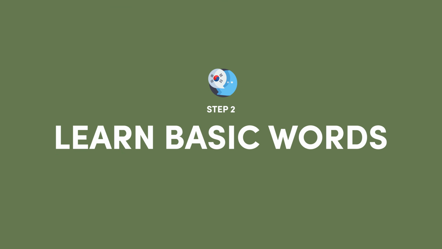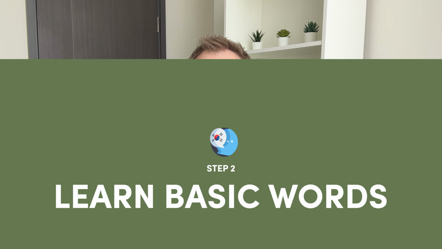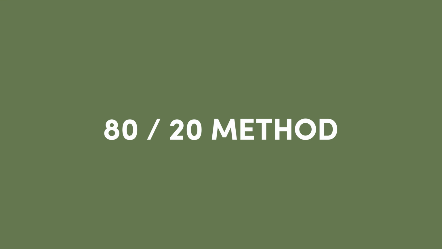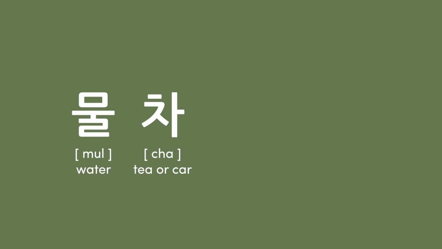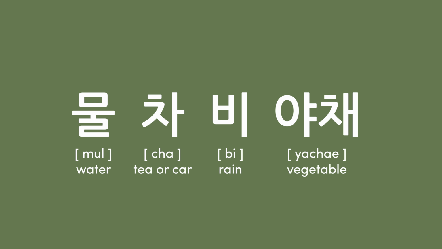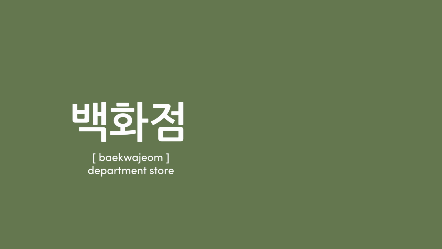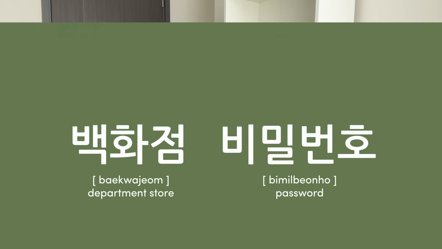Learn basic words. After you can read Hangeul, start learning basic Korean words. These are words you'll use every day and hear everywhere in Korea. A great way to start is by focusing on the 80-20 method. That means you'll focus on the 20% of the words that are used 80% of the time. Start with 1 and 2 syllable words at the beginning, since these will be the easiest. For example, 물, 차, 비, 야채. Then you can add multiple syllable words as you get more experience. 백화점, 비밀번호.